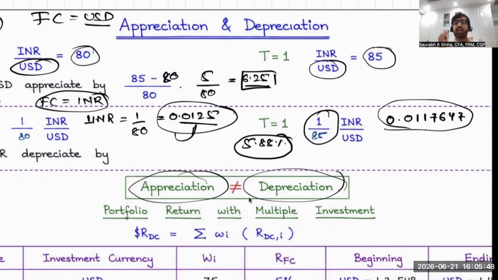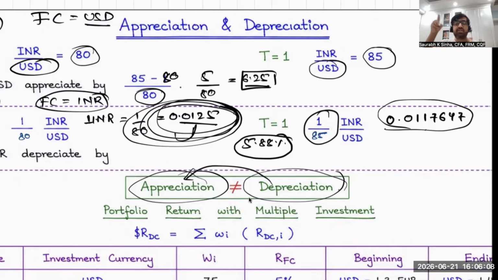The depreciation in INR for the same change in FX rate is different from the appreciation in USD. Because when you're calculating, here the base was 80, and in the calculation of appreciation or depreciation of INR, the base was 0.0125. And therefore, it cannot be identical.